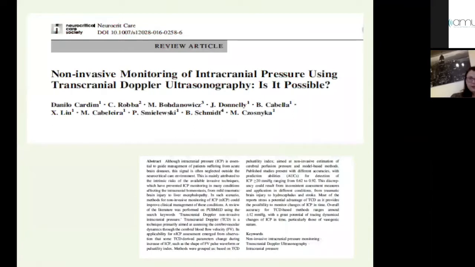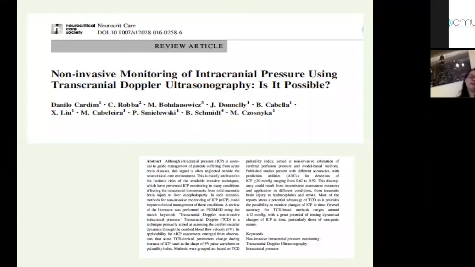This is a very nice review from Dr. Kardim, who is another great collaborator from our laboratory. Again, this is a very nice review, which includes all the different TCD-based methods used to assess intracranial pressure non-invasively.